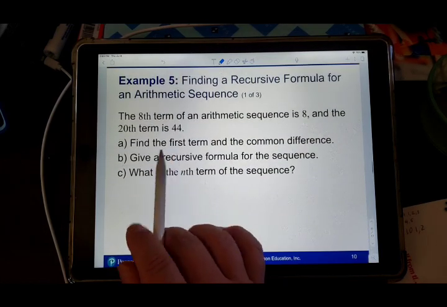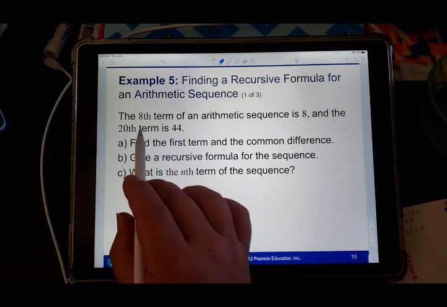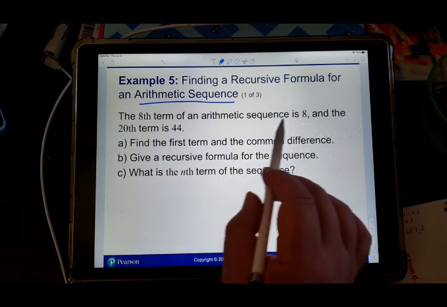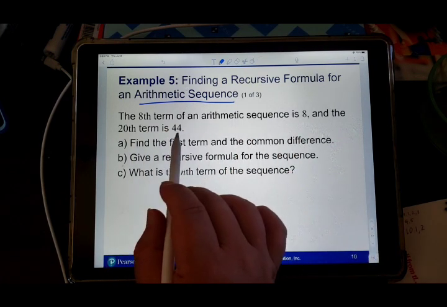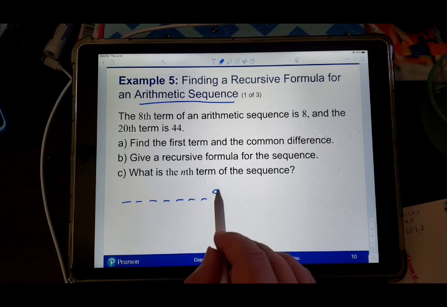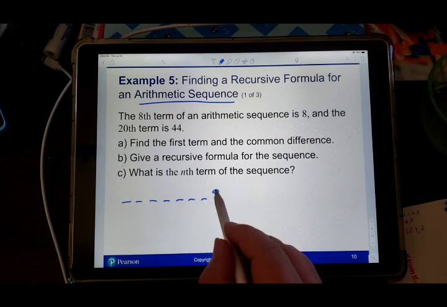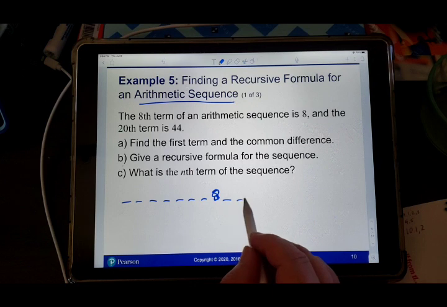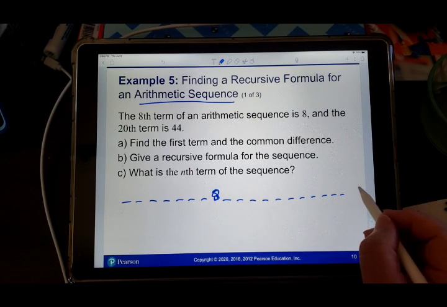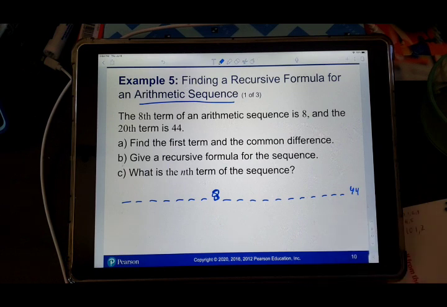You're given this mystery. There's an arithmetic sequence. The 8th term of the sequence is 8, and the 20th term is 44. So 1, 2, 3, 4, 5, 6, 7, 8th term is 8. That's an ugly 8. 9, 10, 11, 12, 13, 14, 15, 16, 17, 18, 19, and the 20th term is 44.